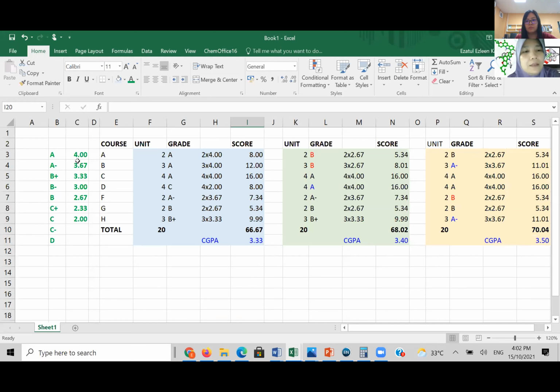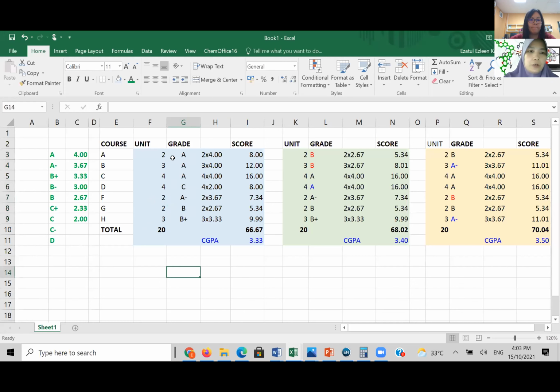Let's say for grade A, the mark is 4.00, A minus 3.67, B plus is 3.33, B minus 3, B 2.67, C plus 2.33, C 2.0. For example, we have 8 courses in one semester. So each course, A is 2 units, B 3, 4, 4, 2, and the total for that semester is 20 units. I'm sharing this just in case you still didn't know or are not sure how to calculate your CGPA. Okay, let's say for that semester, for course A, you score A.